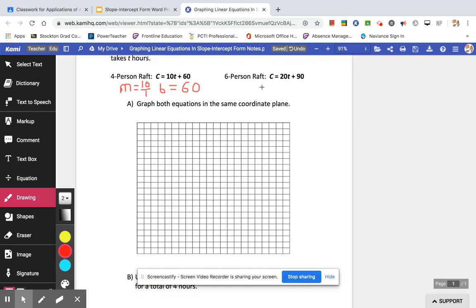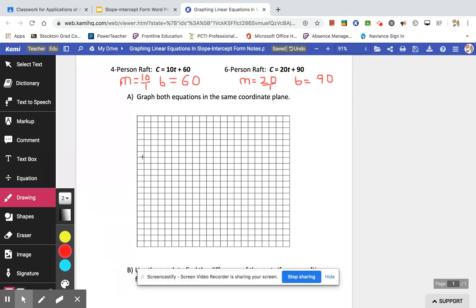Looking at the 6-person raft, our M is going to be 20. Again, you can write this, or there's also the option to type them if you like to type. You can use the equation or the text box. So 20 over 1, and then our B in this case is going to be 90. Once we've identified that, if this were a normal graph we did in algebra, we would probably just plot the 60, plot the 90, and go up.